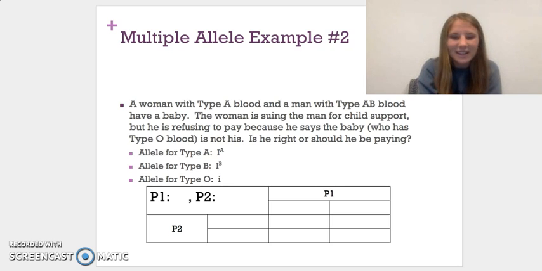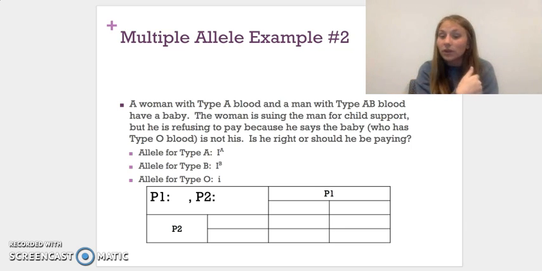This one's a little tricky. It says that the woman has type A blood. Think about the possibilities of how we could represent type A blood, and that the man has type AB blood. So think about how we're going to represent those multiple alleles within each of the individuals. Stop the video, try to figure this one out, and think about all of the different possibilities. Maybe you should do more than one of these Punnett squares just to check yourself, and then we can come back to it.